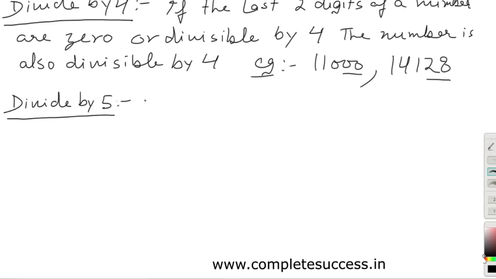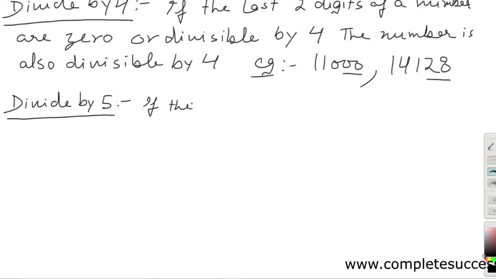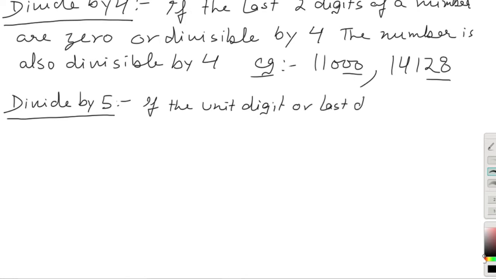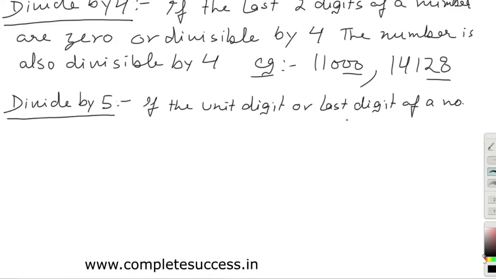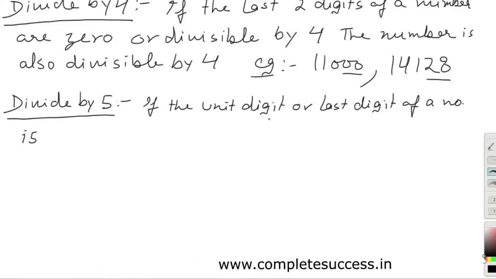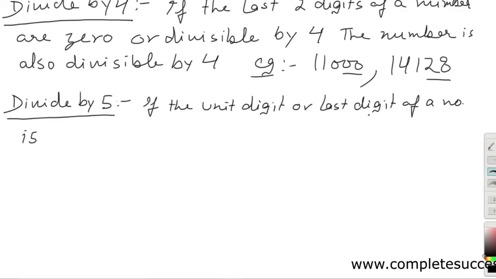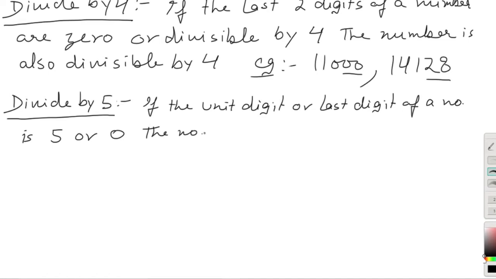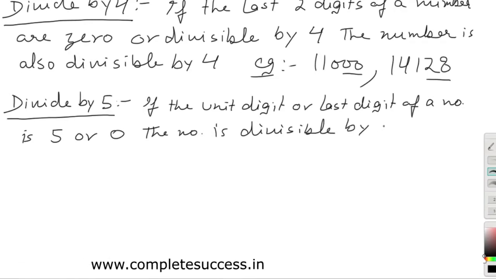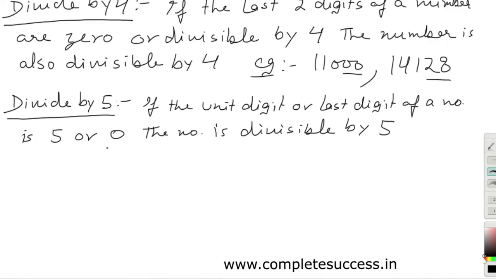Divide by 5. If the unit digit, which means the last digit, of a number is 5 or 0, the number is divisible by 5. Is it clear?